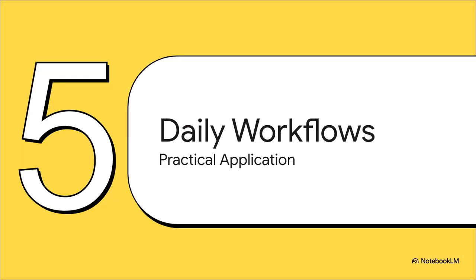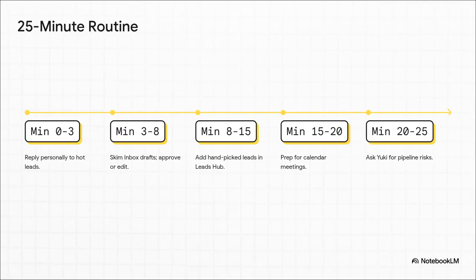All right, Section 5, daily and weekly workflows. Let's get into the practical application and look at a real day in the life of a founder using this platform. The user guide recommends a highly focused workflow. It's basically a 25-minute daily sprint. Minutes 1 through 3, you're checking notifications and personally replying to those hot prospects. The next 5 minutes, you're skimming the unified inbox to approve or edit AI drafts.